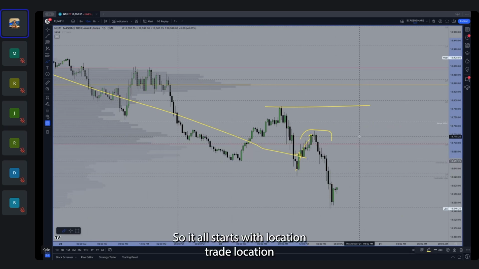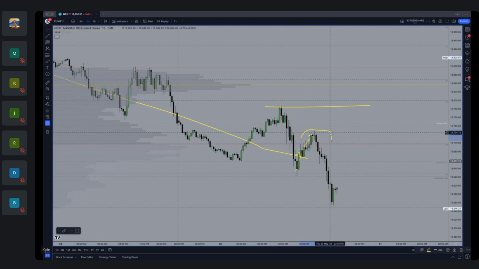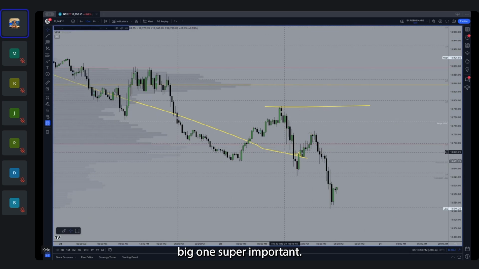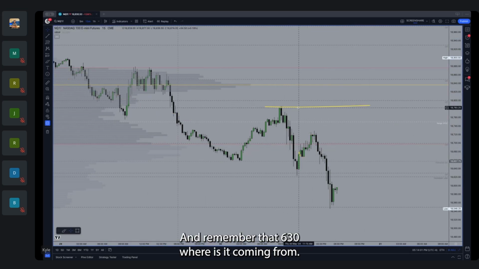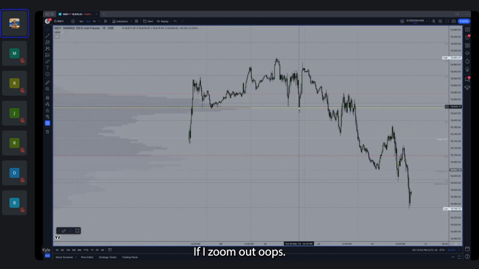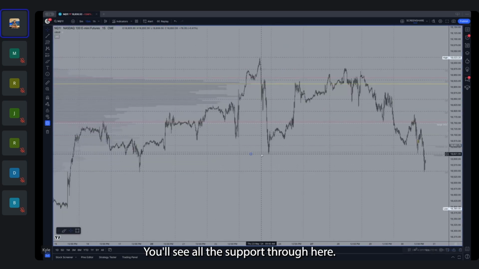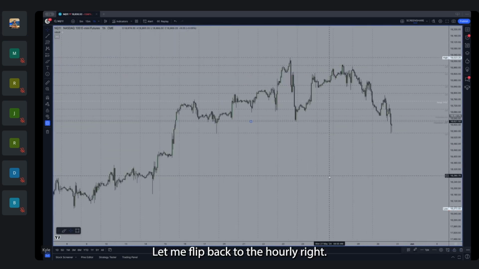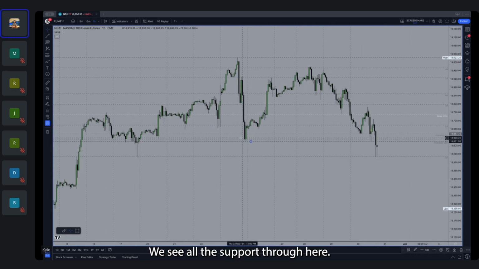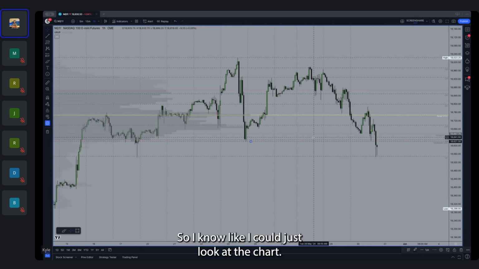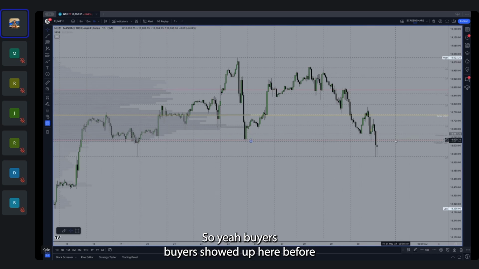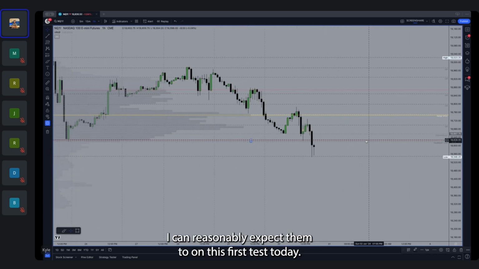Yeah, so it all starts with location, trade location. Big one, super important. And remember that 630, where is it coming from? If I zoom out, you'll see all the support through here. Let me flip back to the hourly. Right, we see all the support through here. So I know, I could just look at the chart, price has memory, say, yeah, buyers showed up here before. I can reasonably expect them to on this first test today.